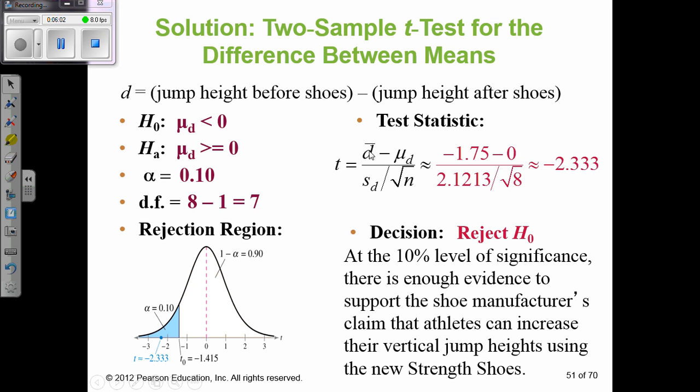We then put this into our test statistic, which is D bar, which we saw on the previous slide was negative 1.75, minus mu sub D, which I told you is always 0. Then the standard deviation we calculated was 2.1213, and that quantity is divided by the square root of the number of pairs, or the square root of 8. This is approximately negative 2.333. This is our test statistic. The test statistic does fall into our rejection region, so we reject the null hypothesis and say, at the 10% level of significance, there is enough evidence to support the shoe manufacturer's claim that the athletes did increase their vertical jump heights after using their strength shoes.